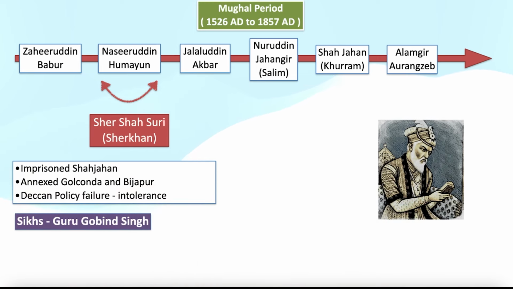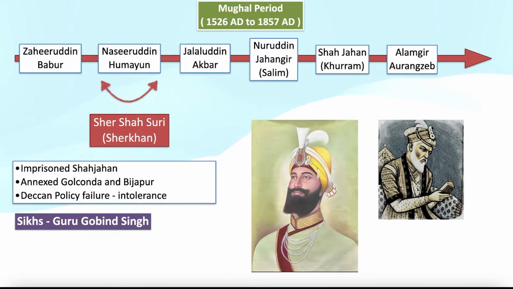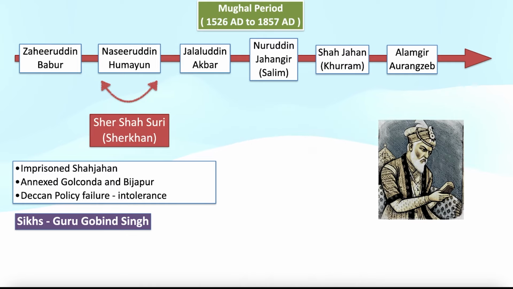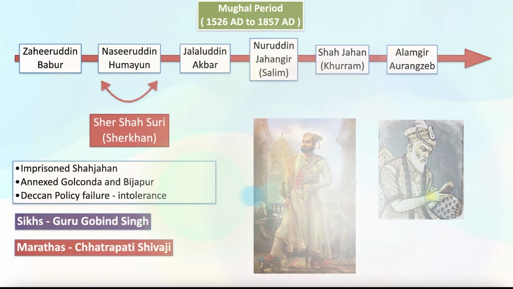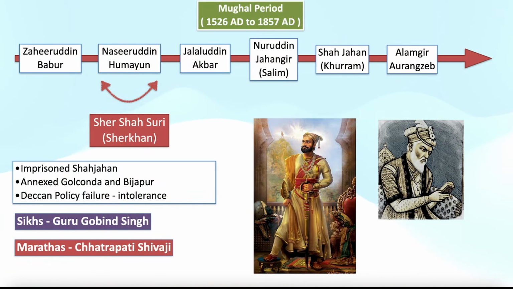So you will get to see that the Sikhs under the leadership of Guru Gobind Singh will revolt against Aurangzeb. Then later on you will get to see that the Marathas under Chhatrapati Shivaji will be revolting against the oppressive policies of Aurangzeb.